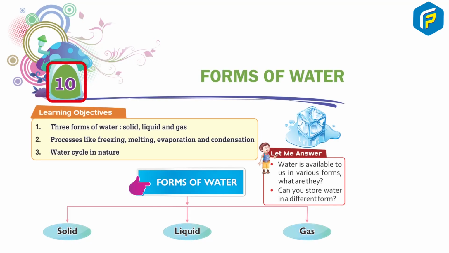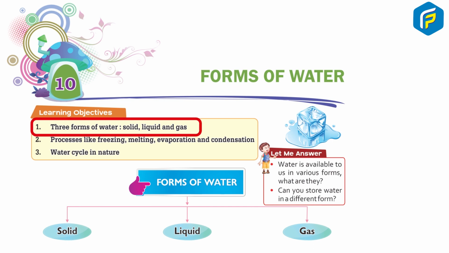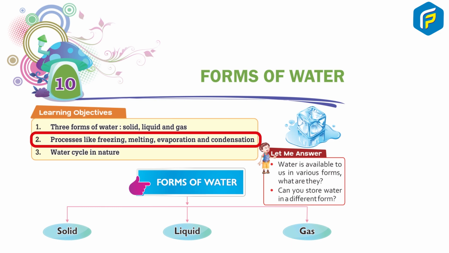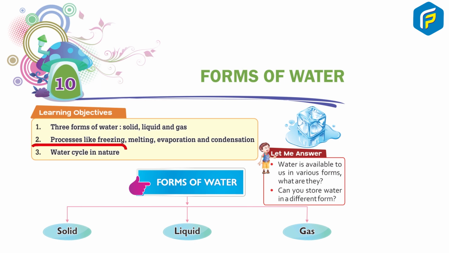Chapter 10: Forms of Water. Learning Objectives: 1. Three forms of water: solid, liquid and gas. 2. Processes like freezing, melting, evaporation and condensation. 3. Water cycle in nature. Let me answer: water is available to us in various forms.